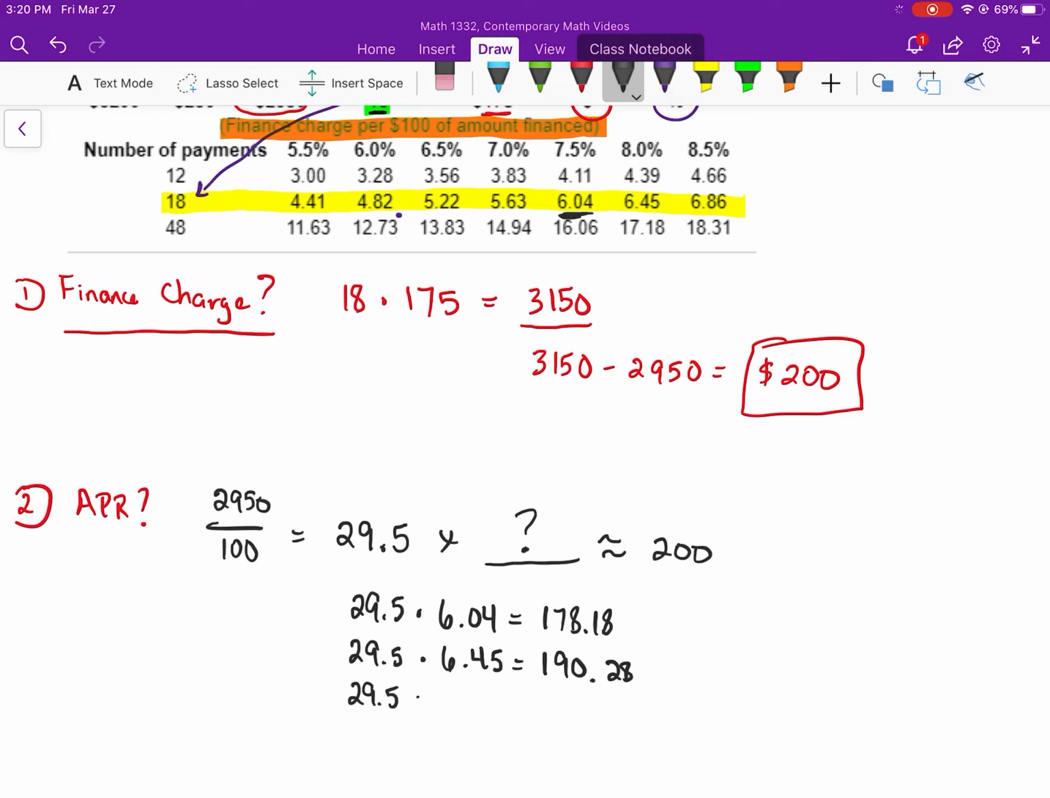That's a little bit closer, but we do have one more value over there. Let's make sure that we can't get even closer than that. So 29.5 times 6.86 equals, again punching this into my calculator, $202.37. So now I need to make the determination here of which one is closer. It looks like this one is closer right here.